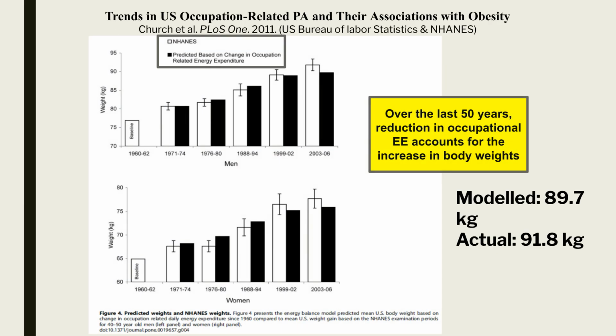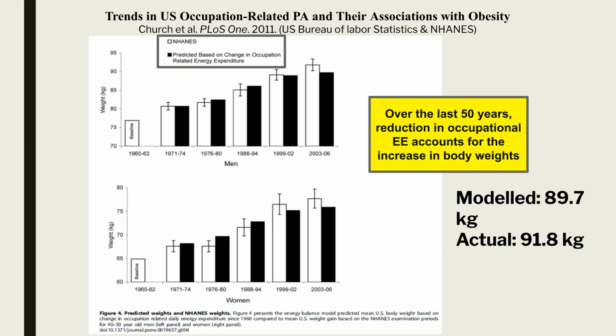Now let's look at the weight data. The white bars represent actual body weight from the National Health and Nutrition Examination Survey. For U.S. men, average weight increased from about 76.9 kilograms to 91.8 kilograms over 50 years. The black bars show predicted weight based on changes in occupational energy expenditure.